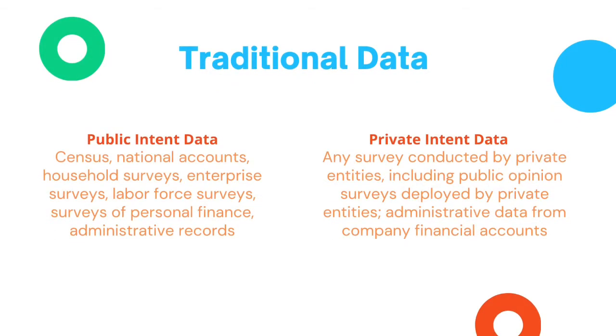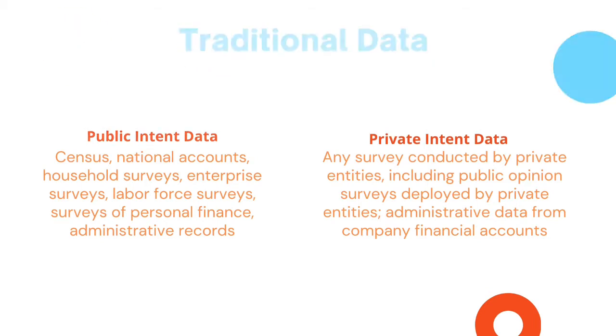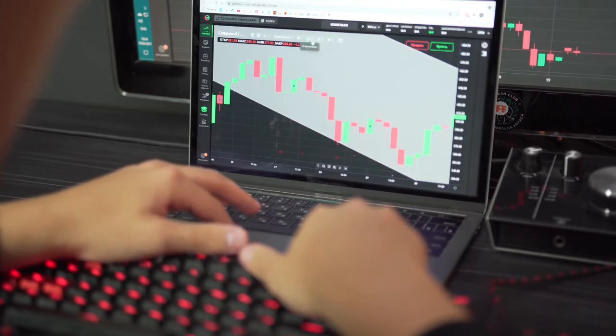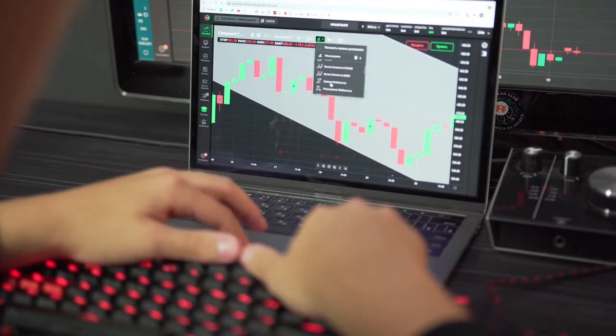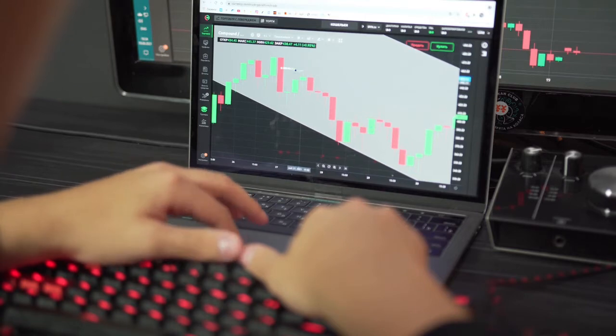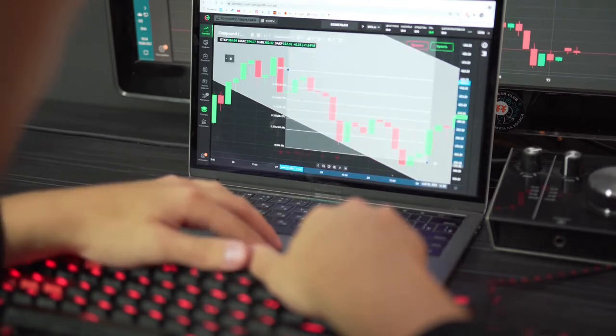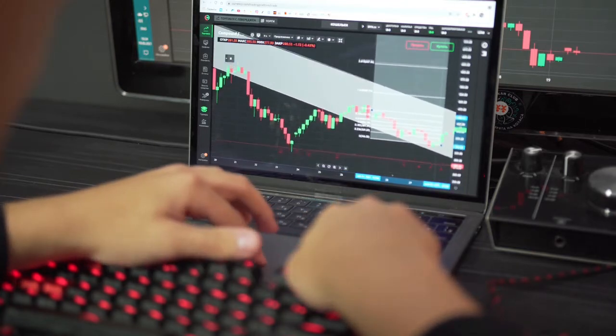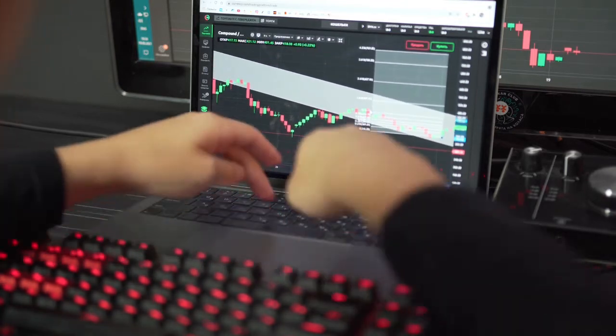We can classify traditional data into public intent data and private intent data. The public ones are the censuses, national accounts, household surveys, enterprise surveys, labor force surveys, surveys of personal finance, and administrative records. The private can be any survey conducted by private entities, including public opinion surveys deployed by private entities.